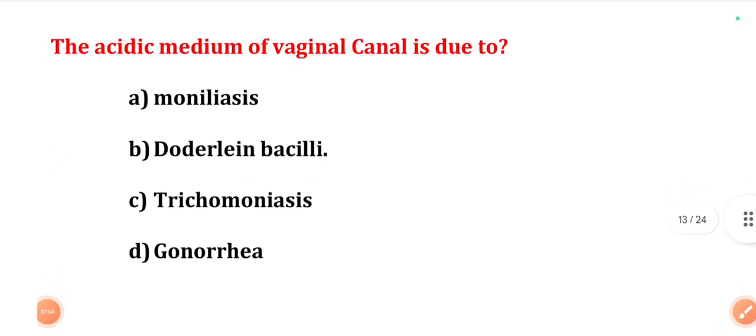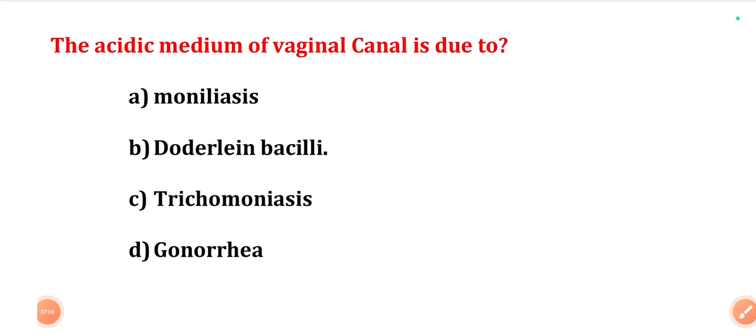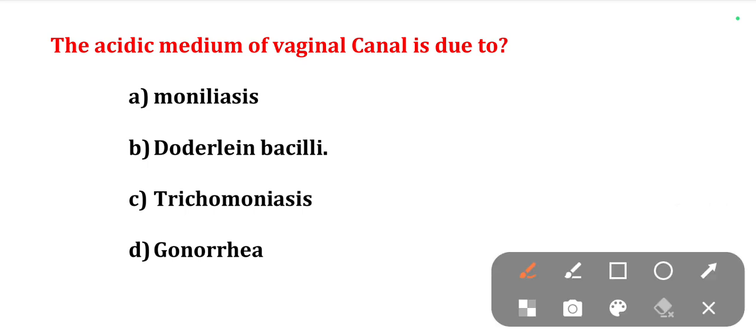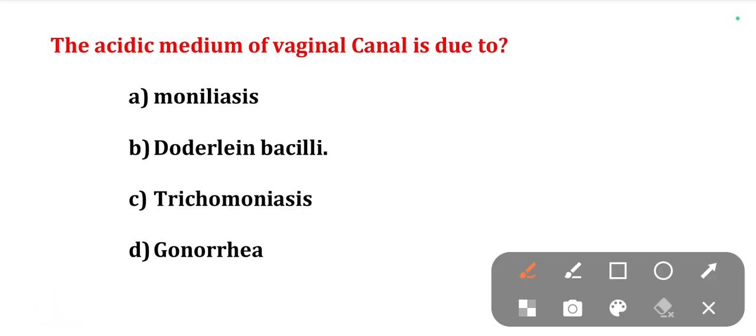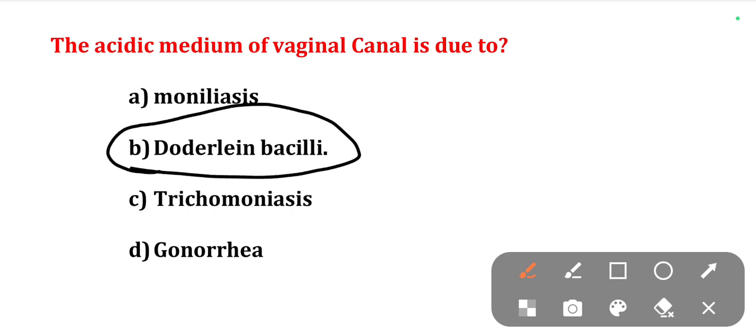The next one is the acidic medium of vaginal canal is due to. Options: melanosis, Doderlein bacilli, trichomoniasis and gonorrhea. The right one is Doderlein bacilli. Due to the presence of this bacilli, the vaginal canal is an acidic medium.